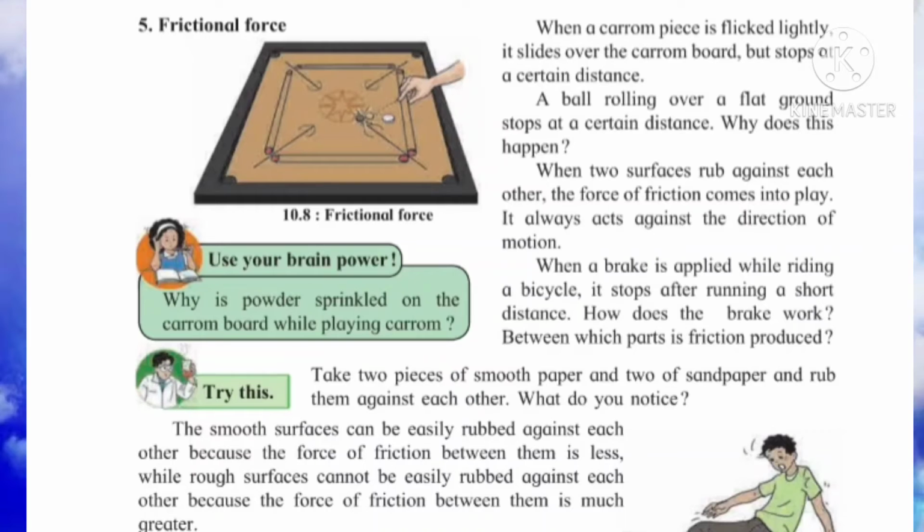Okay, see, when two surfaces rub against each other, the force of friction comes into play. Now when we rub our hands also, we generate heat. That means there is one type of energy, one type of force. That type of force is called the frictional force. When two surfaces rub against each other, the force of friction comes into play.